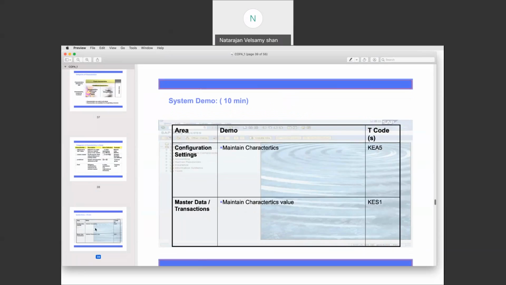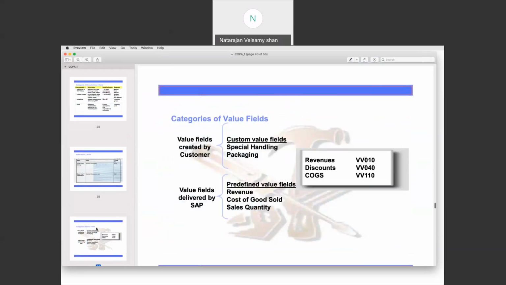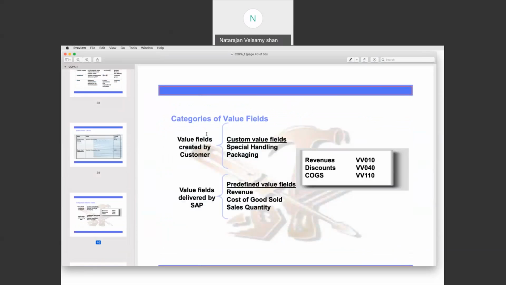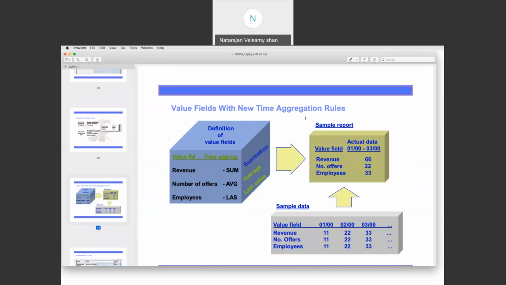Now value fields. There are value fields created by the customer and value fields created by SAP. Value fields created by customers start with VV, custom value fields like special handling, packaging. Pre-delivered value fields are revenue, cost of goods sold, and sales quantity. Value fields can also have new time aggregation rules.